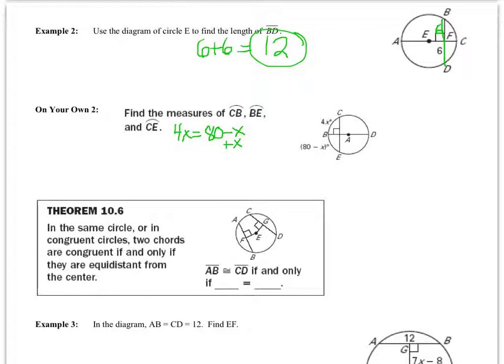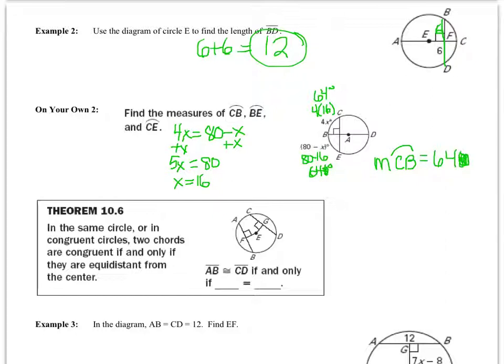If I add x to both sides to solve this, I have 5x equals 80. Divide them both by 5, and x equals 16. So this is 80 minus 16, and this one is 4 times 16. 4 times 16 is going to be 64 degrees, and then 80 minus 16 is also 64 degrees, which those better be the same. So those are both 64 degrees. So the measure of arc CB is 64 degrees.